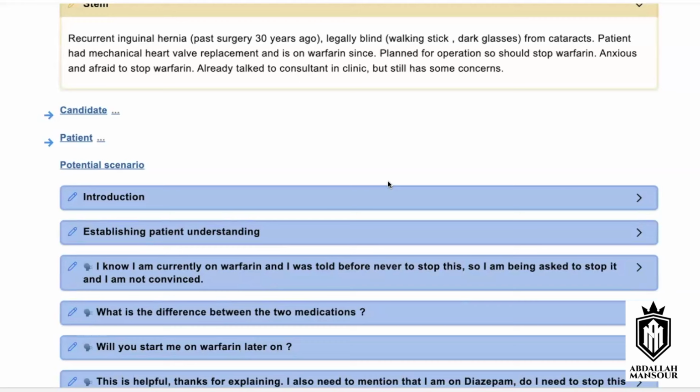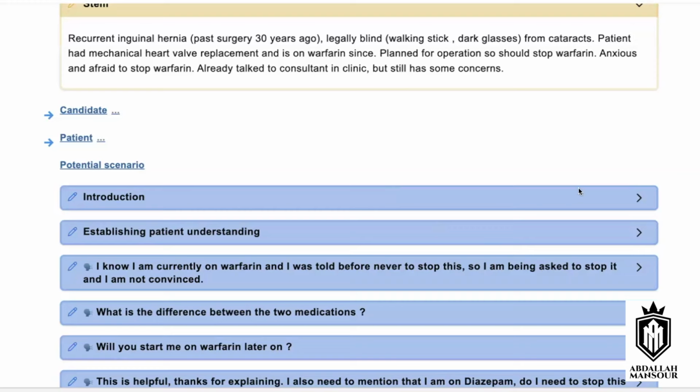Okay, nice to meet you, Abdullah. Today, I would like to discuss with you about the blood thinner that you use. Can you tell me first what do you know so far about your condition?